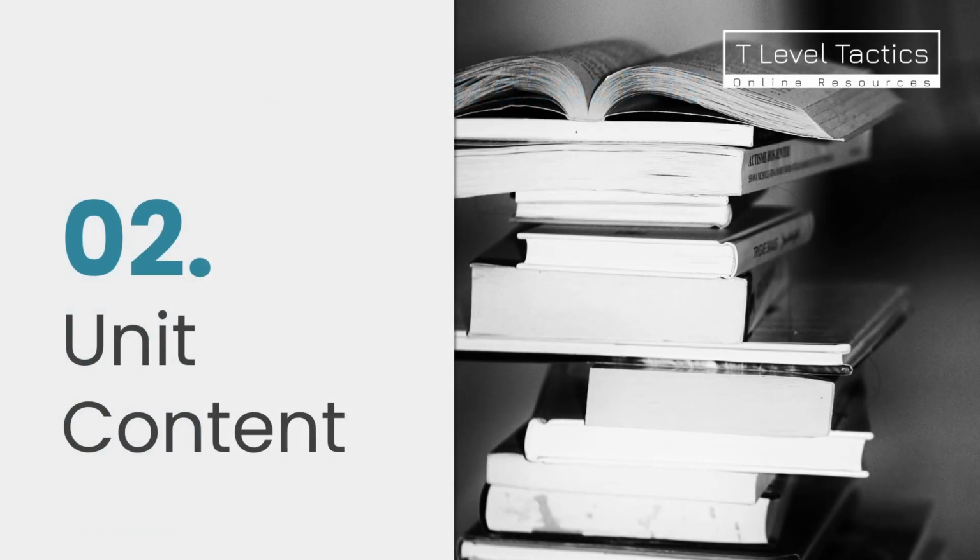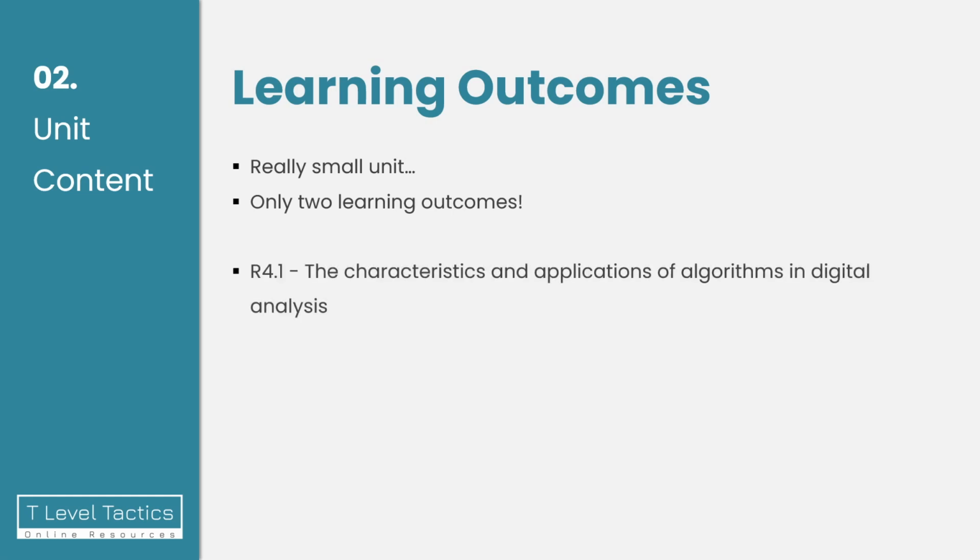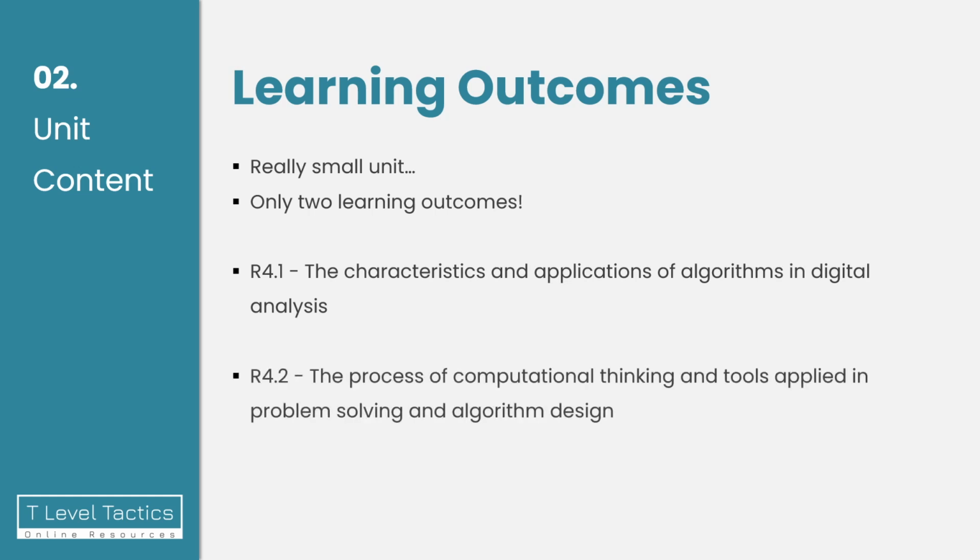So what's involved? What are we going to be looking at? Well, the digital analysis unit is really very small. There are only 2 learning outcomes. There's 4.1, the characteristics and applications of algorithms in digital analysis, and 4.2, the process of computational thinking and tools applied in problem solving and algorithm design.